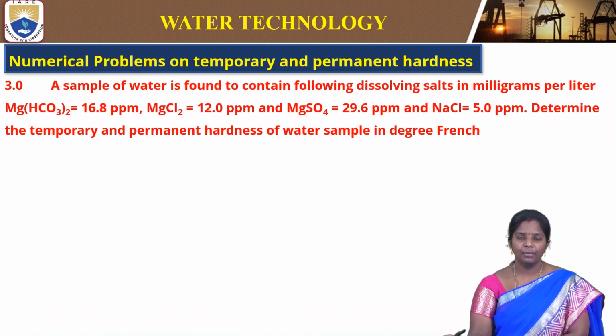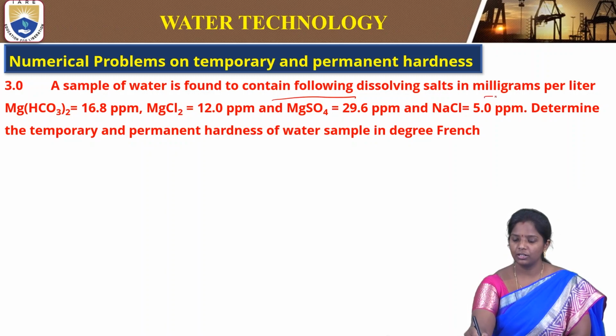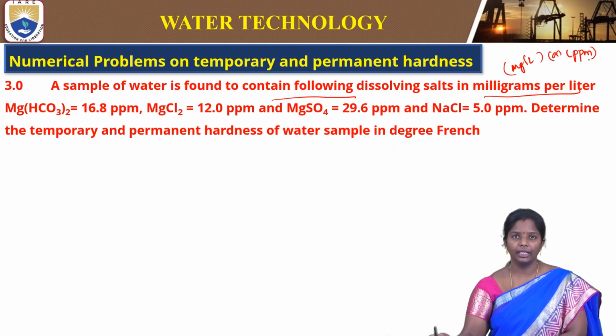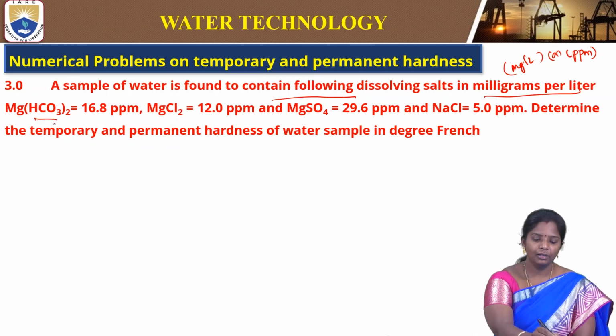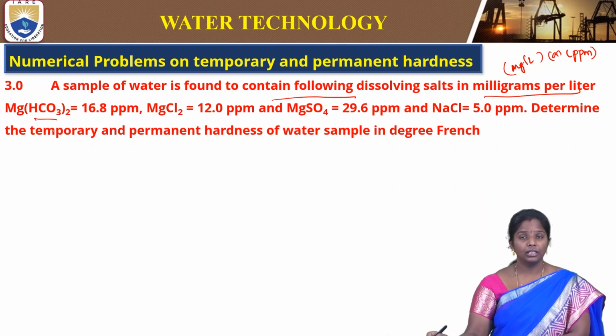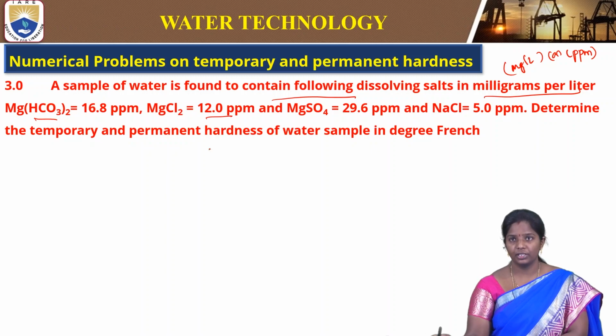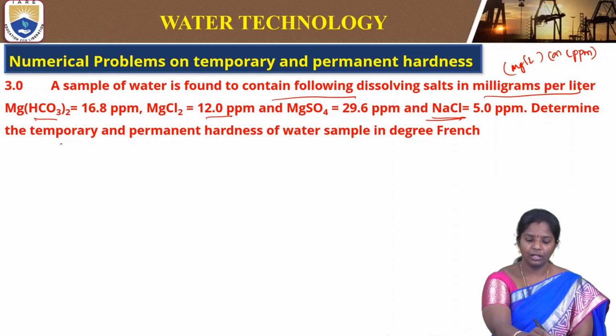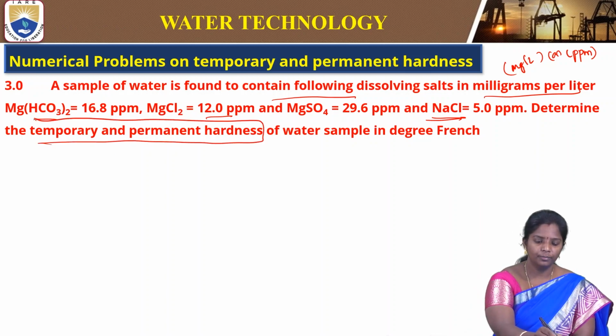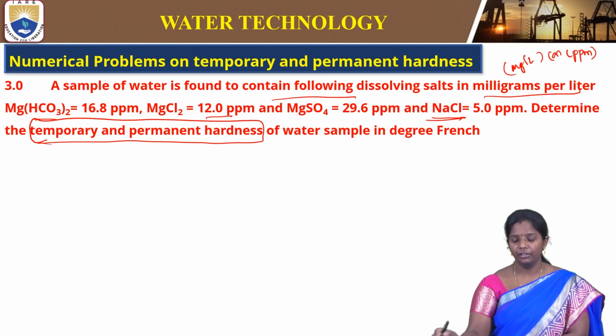Next, a water sample is found to contain the following dissolved salts in milligrams per liter. Milligram per liter is nothing but ppm. Magnesium bicarbonate has a concentration of 16.8 ppm, magnesium chloride is 12 ppm, magnesium sulfate is 29.6 ppm, and sodium chloride is 5 ppm. Determine the temporary and permanent hardness of the water sample in degree French.